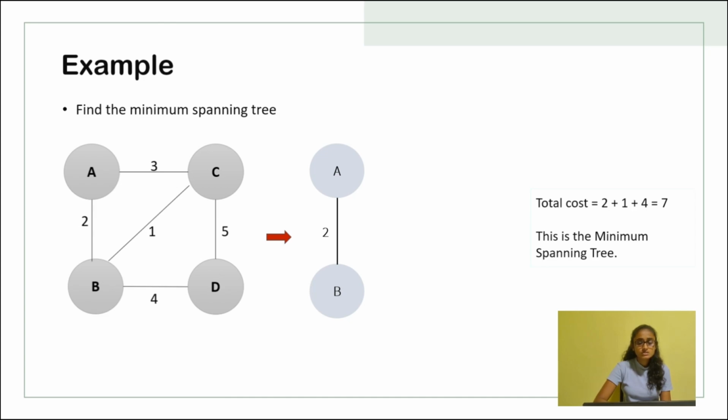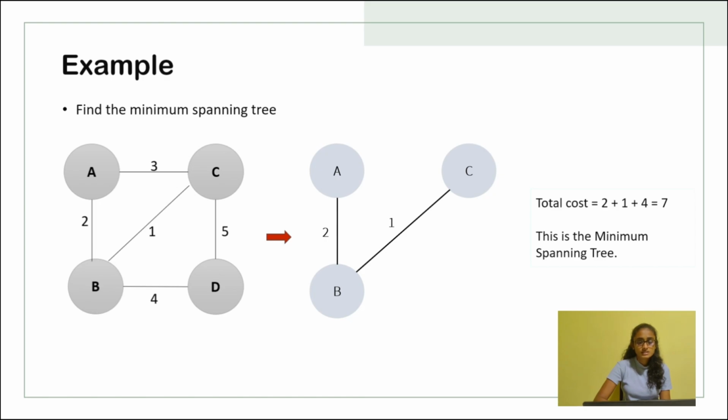Third step is choose the next minimum edge. Now we look at all edges that connect a visited vertex to an unvisited vertex. Possible edges are B to C with weight 1, A to C with weight 3, and B to D with weight 4. The smallest weight among these is 1. So we select the edge B to C. Now vertices A, B and C are visited.